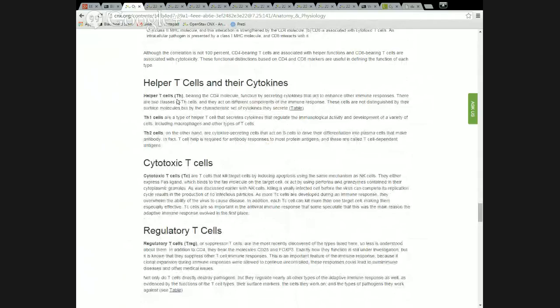So helper T cells are abbreviated T subscript H. Cytotoxic T cells are abbreviated T subscript C. And then the third type, regulatory T cells, are abbreviated T subscript REG. Now, actually, in the text here, they didn't make them subscripts, but that's not terribly important. You usually see them as subscripts. Regulatory T cells are the lullaby cells. What they do is they regulate the other T cells to keep them from getting out of hand.